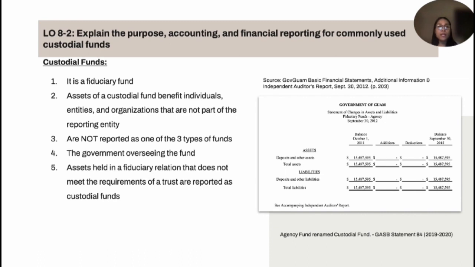The figure on the right is a statement of changes in assets and liabilities for the GovSquam Custodial Fund for the fiscal year 2012. And as you can see, there weren't additions or deductions for that year. Also note that it says agency instead of custodial. This is because prior to 2019, the custodial fund was called the agency fund. After 2019, GASB Statement 84 renamed agency funds to custodial funds.